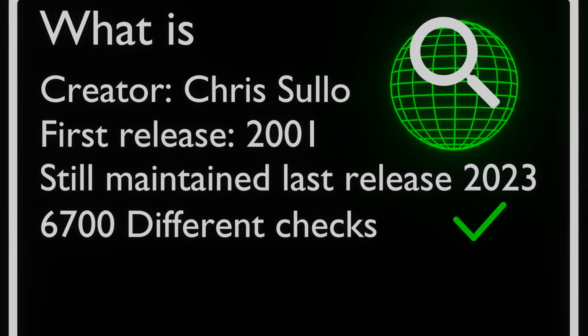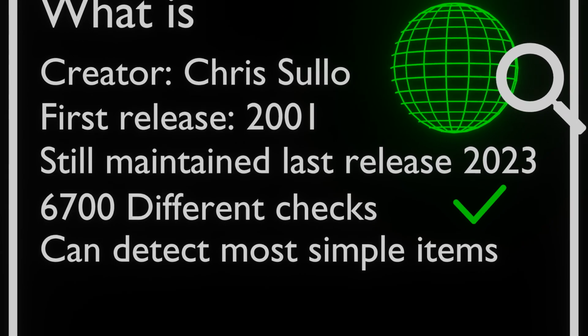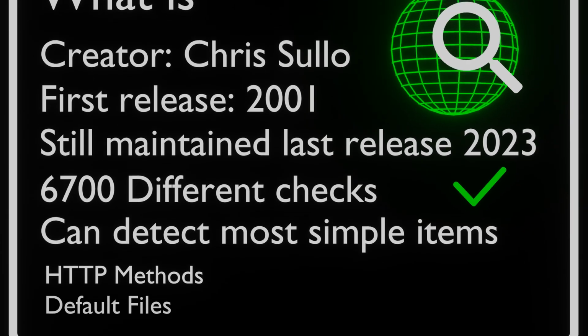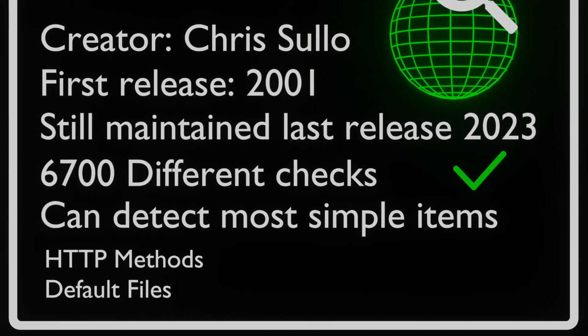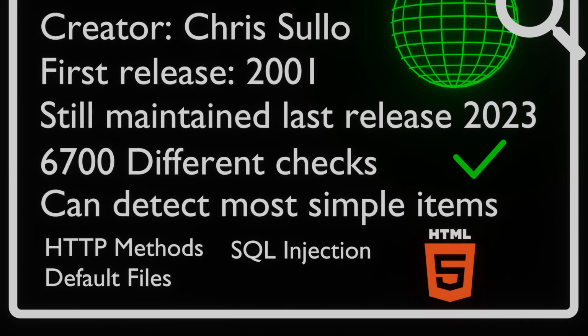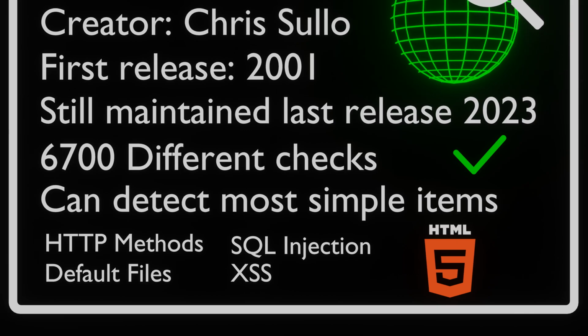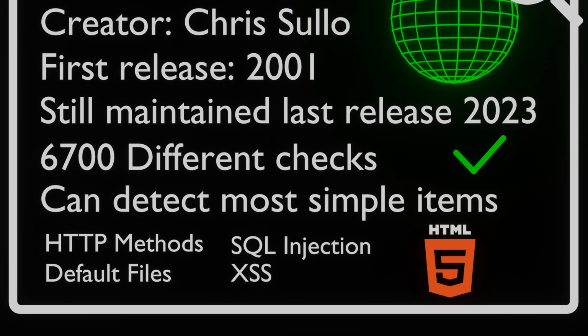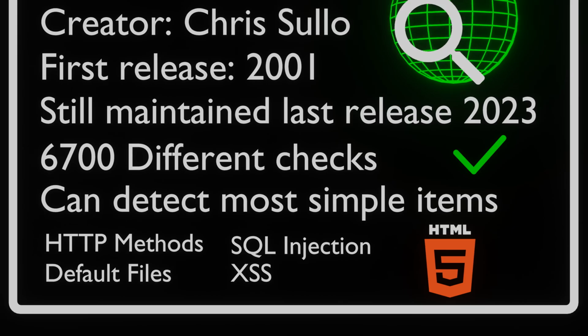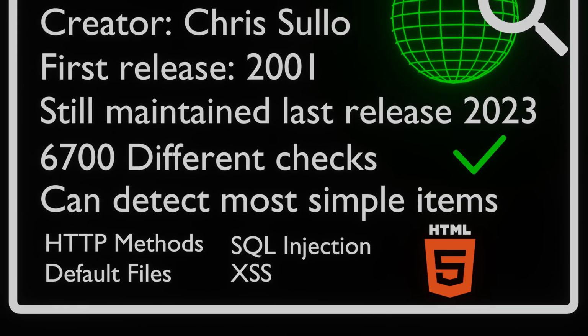It can perform security checks, including detecting insecure HTTP methods, default files, and various web application vulnerabilities like SQL injection and cross-site scripting. While it's not able to find all issues in web applications, it will pick up most common ones. Because of this, it's a standard tool in the arsenal of any penetration tester.